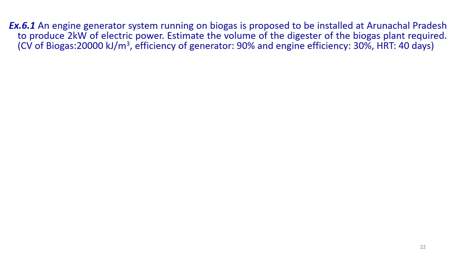Now let us take an example. An engine generator system running on biogas is proposed to be installed at Arunachal Pradesh to produce 2 kilowatt of electric power. We need to estimate the volume of the digester of the biogas plant required to meet the demand. The calorific value of biogas is given, it is 20,000 kilojoules per cubic meter. Efficiency of the generator is given as 90%, and engine efficiency is 30%. Hydraulic retention time is given as 40 days.